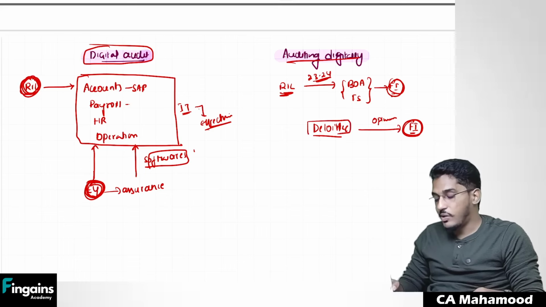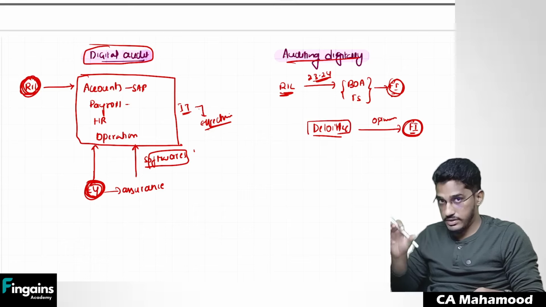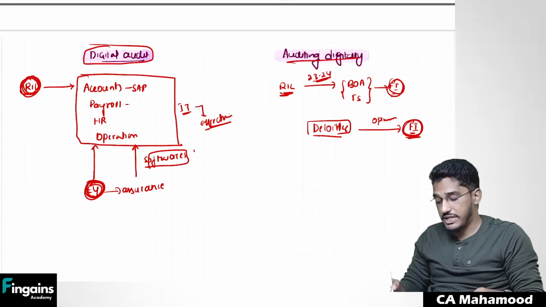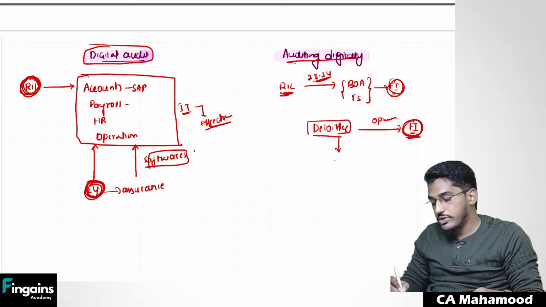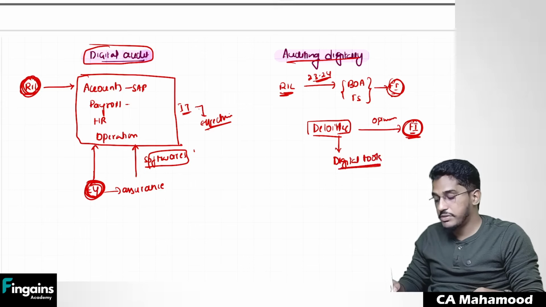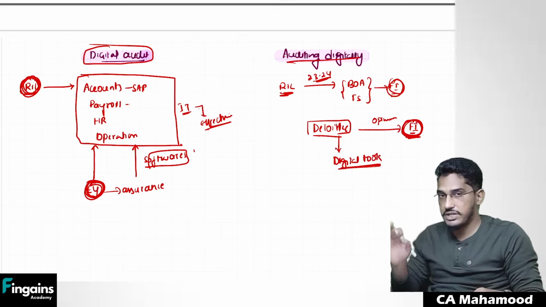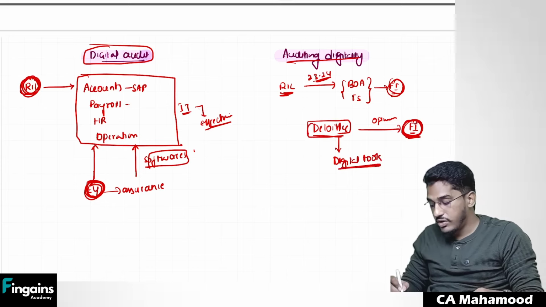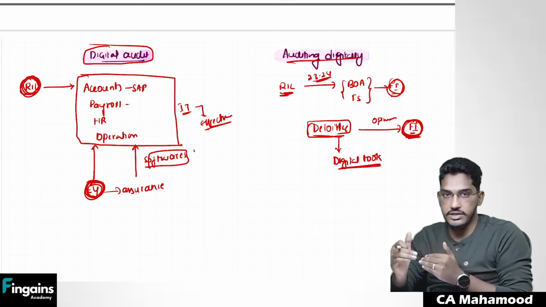Now, this Deloitte, while conducting the audit of the financial information of Reliance Industries Limited, started using some digital tools. Deloitte started using some digital tools for the purpose of conducting the audit of the financial information. Now we will say here Deloitte is auditing digitally.